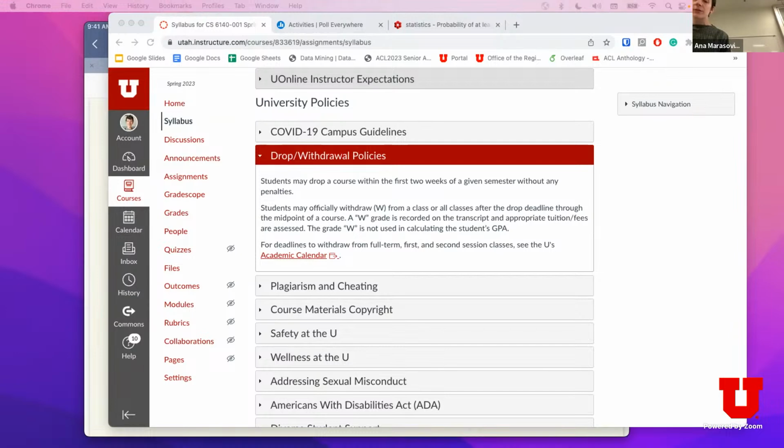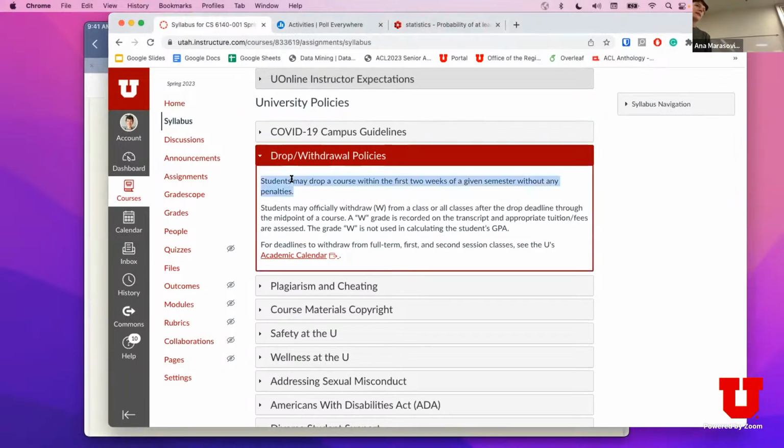All right, good afternoon, everyone. Let's get started. First thing we are going to go over is one of our policies, and today that's the drop or withdrawal policy, which says that students may drop a course within the first 2 weeks of a given semester without any penalties. Students may officially withdraw from a class or all classes after the drop deadline through the midpoint of a course. A W grade is recorded on the transcript and appropriate tuition fees are addressed. The grade W is not used in calculating the student's GPA. And for deadlines to withdraw from full term, first and second session classes, see the academic calendar.